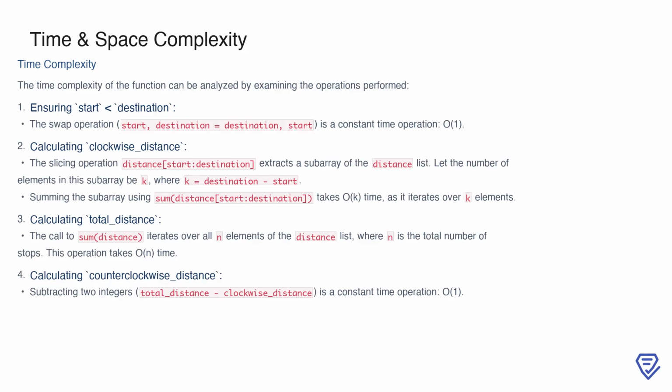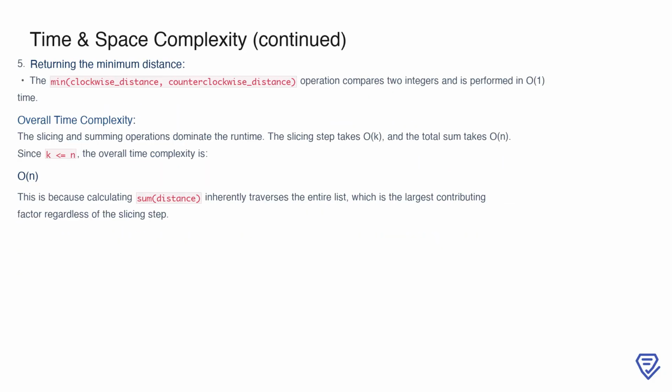Then, for the total_distance, we compute the sum of the entire distance list. Because this summation iterates through all n elements in the list, it requires O(n) time. Finally, computing the counterclockwise_distance involves a subtraction operation, which is constant time, O(1). The last step involves returning the minimum of the clockwise_distance and the counterclockwise_distance. Comparing two integers is a constant time operation, O(1).